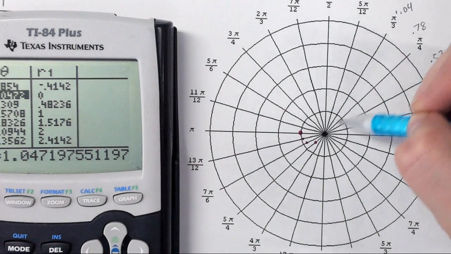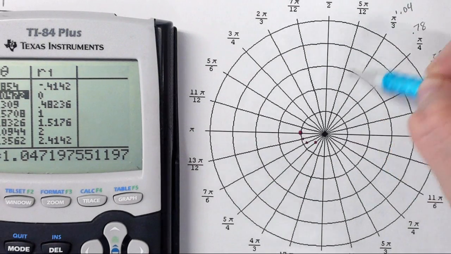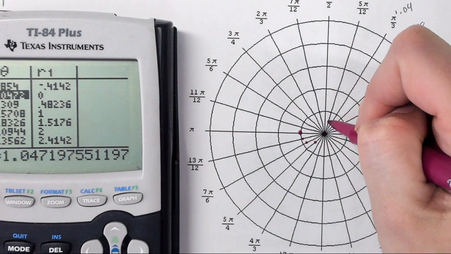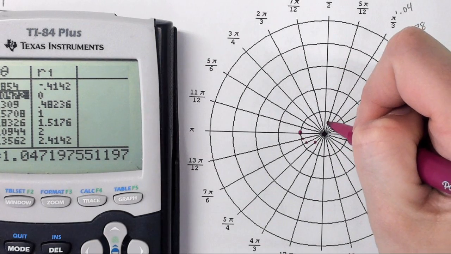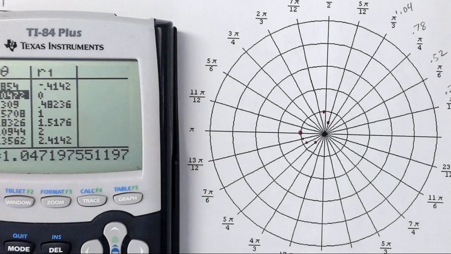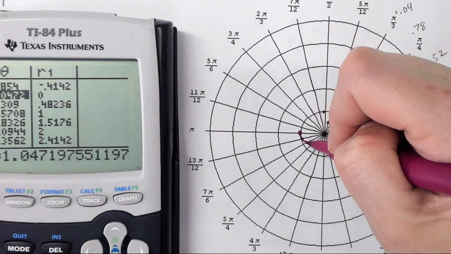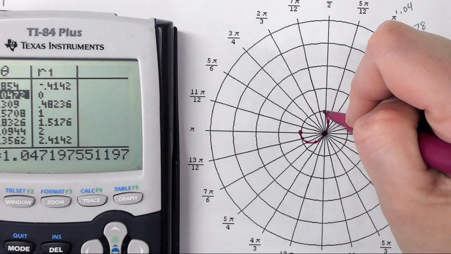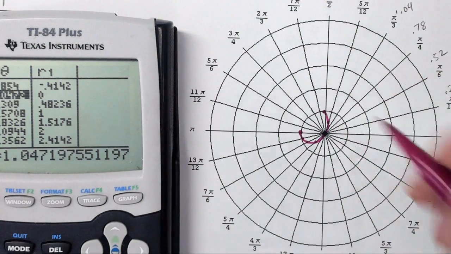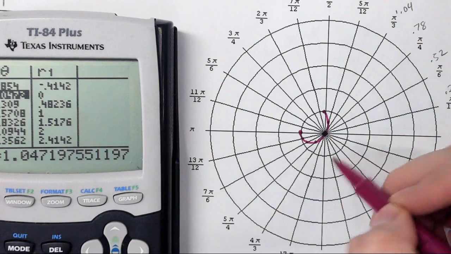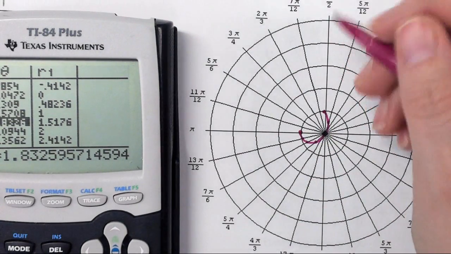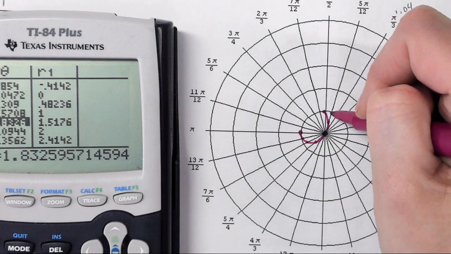So you have the 1.04 is what I just graphed. So at 5 pi over 12, it's my 0.48, which is going to be right here. And then at pi over 2, I'm at 1. Okay, so this is what I've graphed so far. Just this little part. Okay, and this is actually going to be part of the inner loop and now part of the outside. So after that, I'm at 1.51.